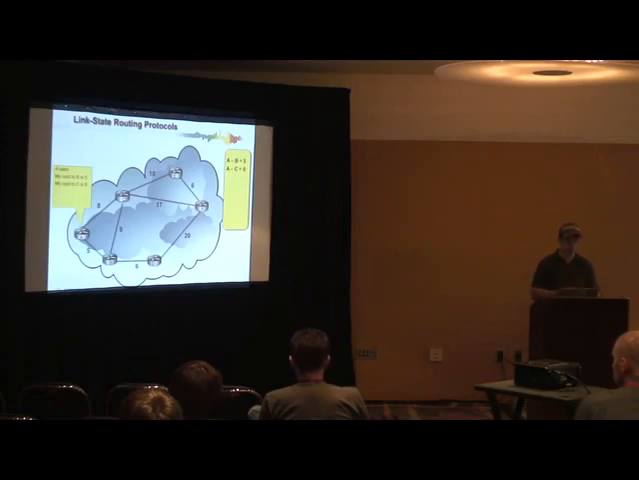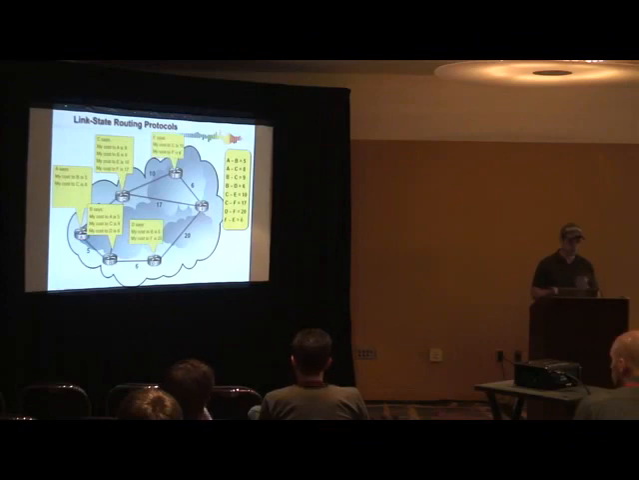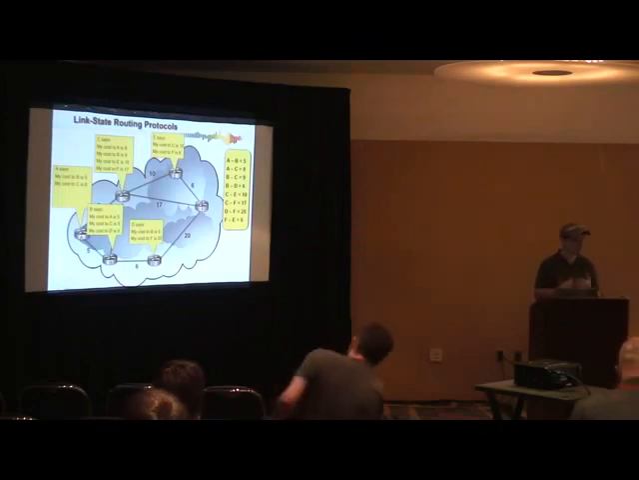So F now knows the cost to get from A to B is 5, the cost to get from B to A is 5, the cost to get from A to C is 5, and from C to A is 5. And each router does this independently, and as they flood it throughout the network, you build up the entire routing table. So now any router can build this tree and figure out what is the shortest path to get to any destination.